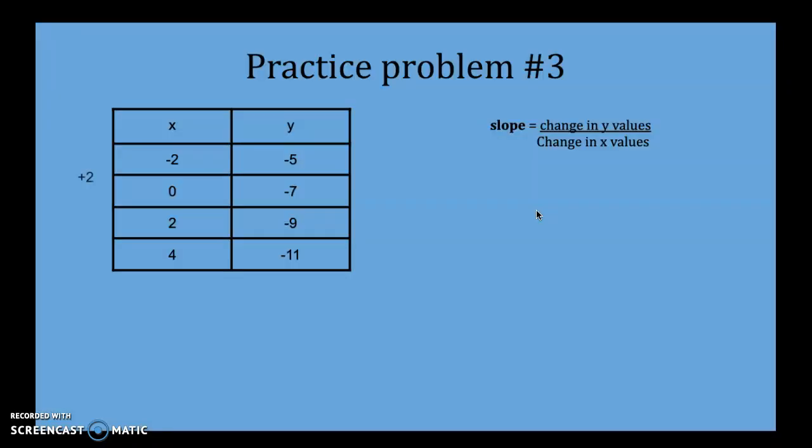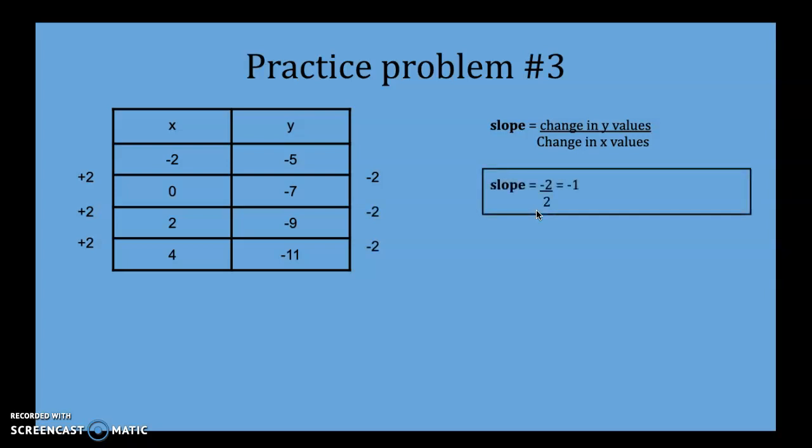So let's see, on the X I have +2 each time, it looks like. On the Y, oh, notice it's going down. It's getting more negative. Be careful with that. Okay, so when I compare that, it's always our change in Y, that -2. It's going down by 2 on each Y value, over our change in X, +2. So that gives us a -1 for the slope. So that would be like maybe I'm losing $1 each day or something like that.